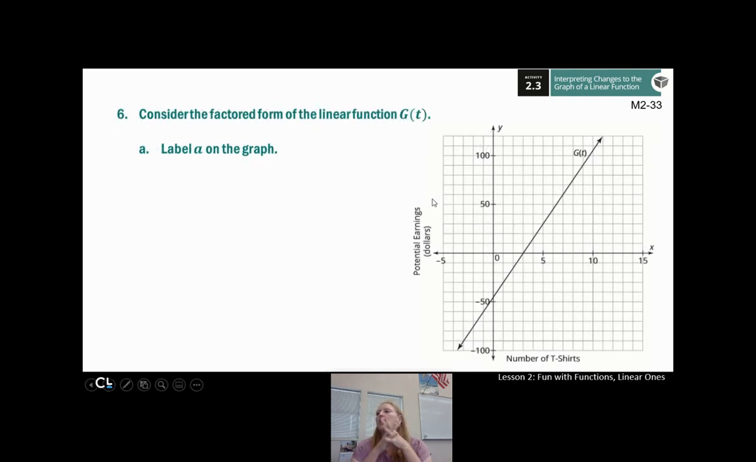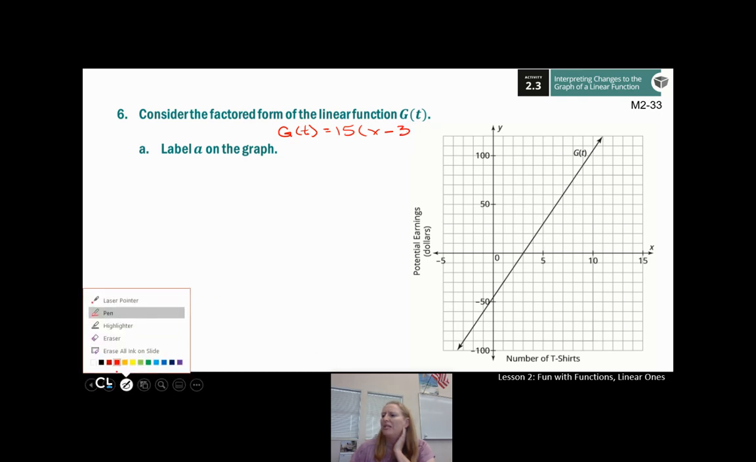So here's what I would like you to do. Consider the factored form of our function. If I recall correctly, that was Michelle's form of the function. So we had 15 times x minus, that wasn't an x, it's supposed to be a t. Hang on, I will fix it. Thank goodness for erasers. t minus 3, there we go. So here's our factored form of the equation.